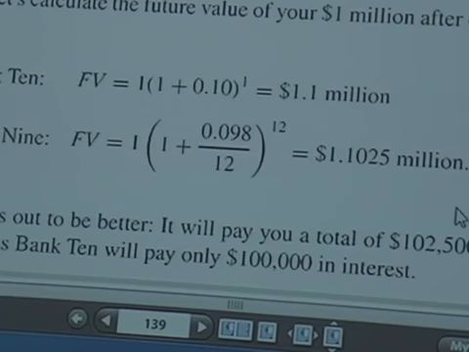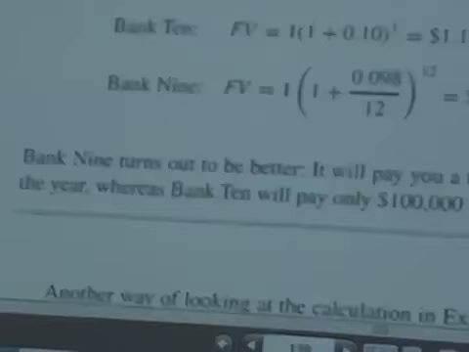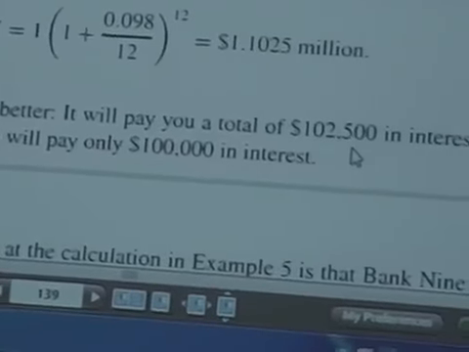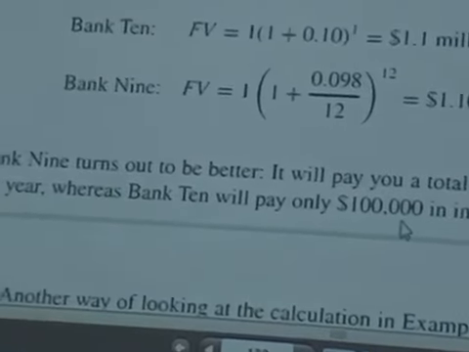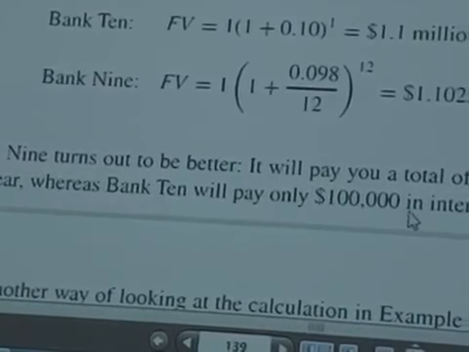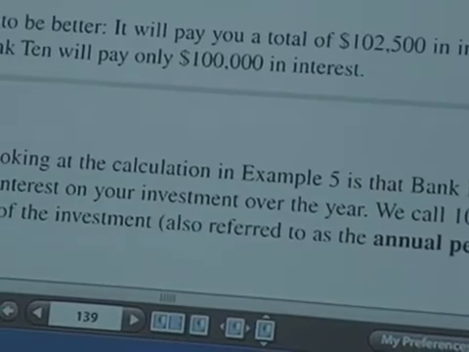So which looks better? Bank 9, right? Okay, but they're going to make another point as well. Bank 9 turns out to be better. It will pay you a total of $102,500 in interest over the year, whereas Bank 10 will only pay you $100,000. Okay? So you can make another point.